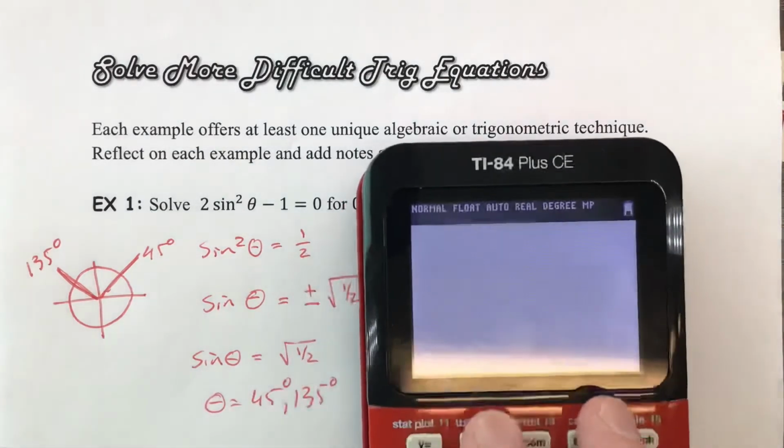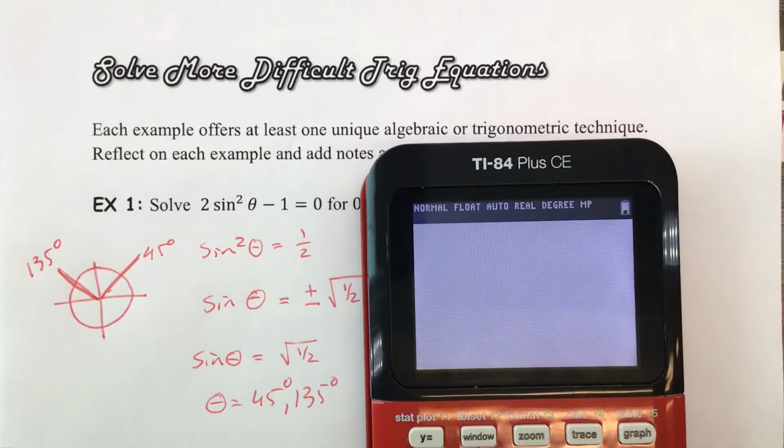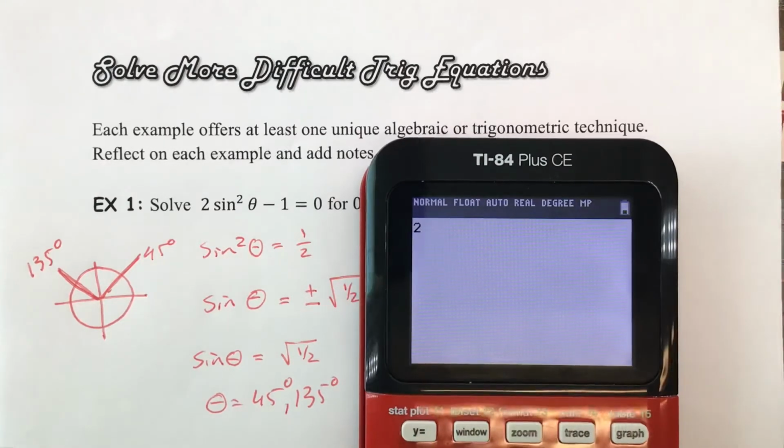Let's check these answers and see if they all work. We're going to type in 2 sine, and then in parentheses, 45 degrees is our first answer, and then we'll square that and subtract 1 and see if we get 0. We do. Let's check our next one.